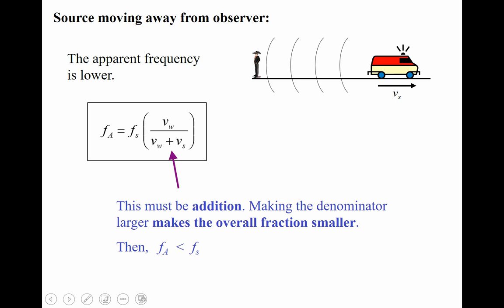Cool. So then you'll probably guess if it's moving away, we're going to add. Same idea: we want the denominator to be big so that our apparent frequency is smaller. Cool. Very good.